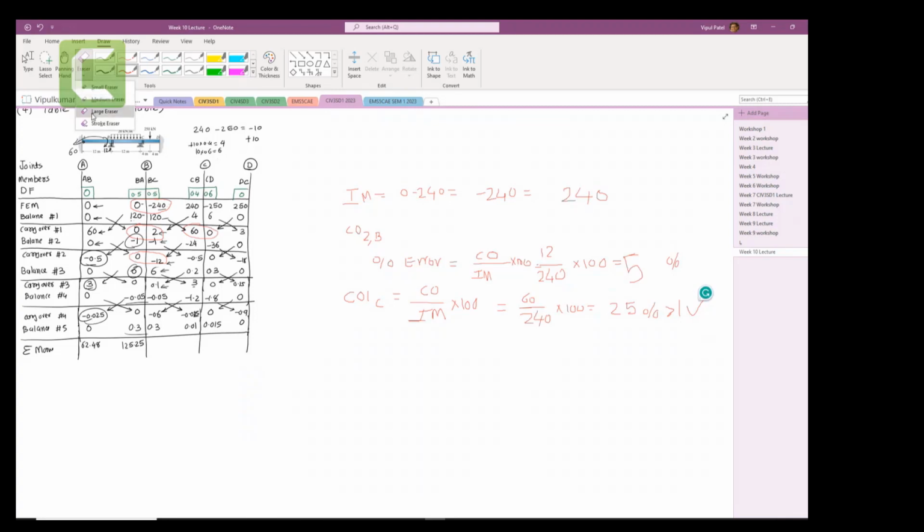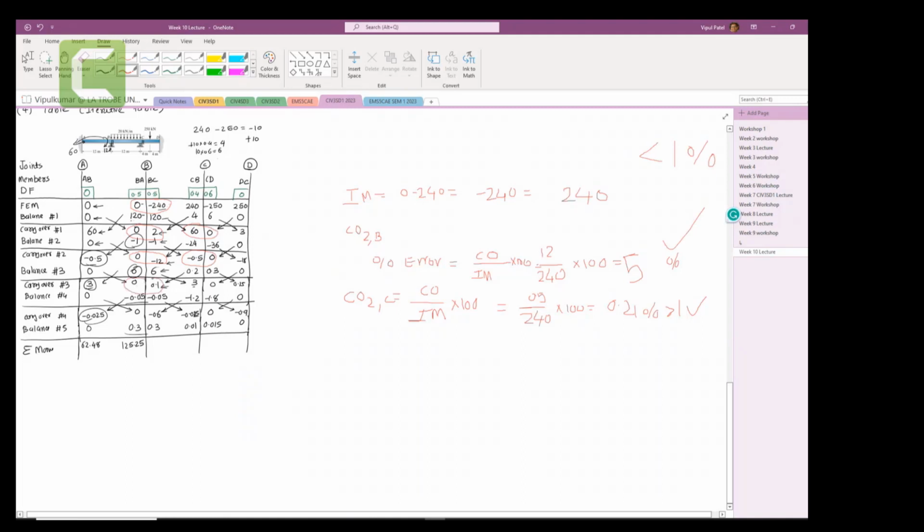Carry over 2 at point C. So carry over at point C would be minus 0.5. Let's take it positive. Just take it positive 0.5, by the way. So 0.5 over 240 times by 100. So you get 0.21. So you stop when both errors get less than 1%. Here, one of these is 5%, so you need to continue to carry over 3.